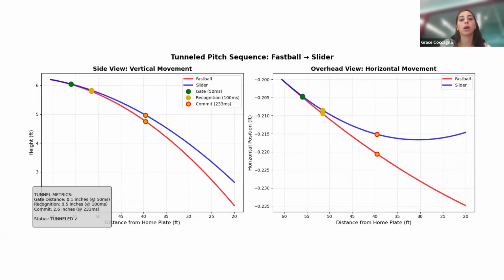Here's a good visual to describe where these points are in the flight path. Here's an example of two tunneled pitches, a fastball and a slider, but you can see that the gate is very close to the beginning of the flight path, followed by the recognition and then the commit point.